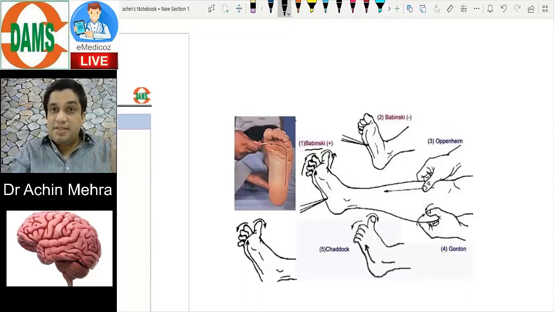Now what is Babinski sign negative? A flexor plantar like this. That's a normal thing. So Babinski positive means an extensor plantar. Babinski negative means a normal or a flexor plantar.